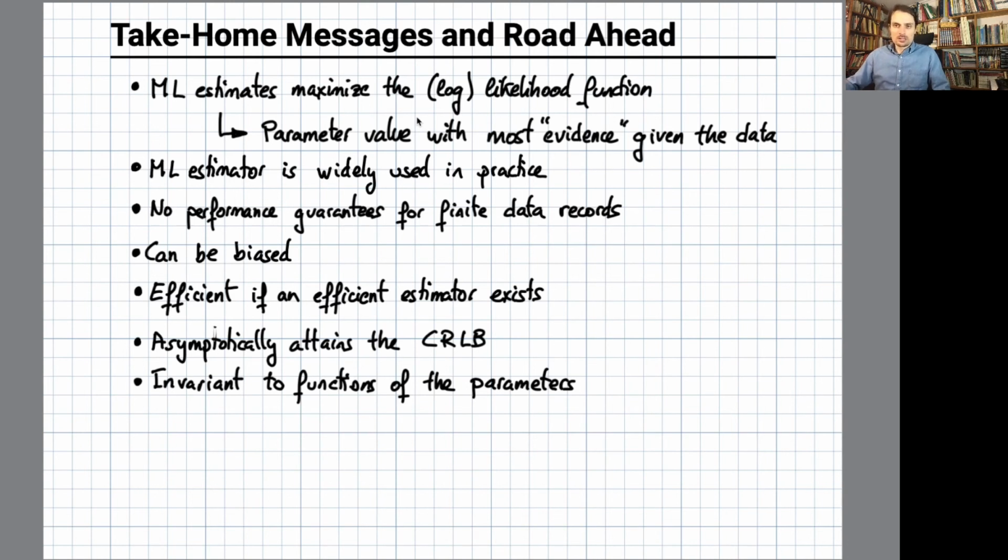Besides, we also discussed the invariance of ML estimators. Remember, the ML estimator of a function of the parameters equals the function of the ML estimator of the parameters, right? So simple to remember, and it is very useful, as we illustrated with the estimation of the mean vector and covariance matrix of a multivariate Gaussian distribution.